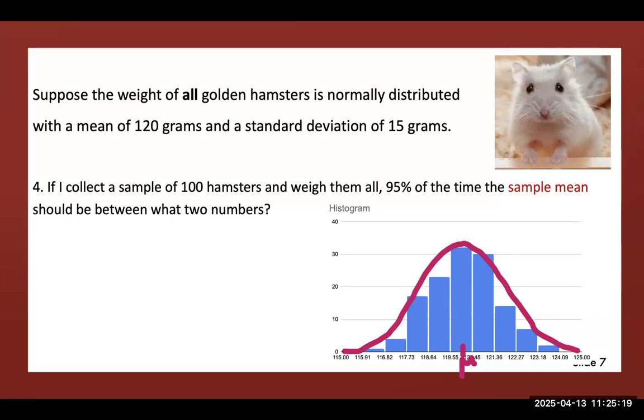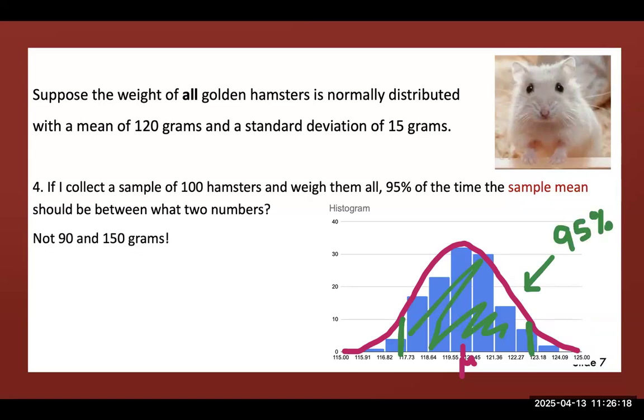When we talked about just sampling one hamster, we said that 95% of the time, the hamster will weigh between 90 and 150 grams. Let's look at this distribution and eyeball what 95% of the graph looks like. I would say something like this. That looks about like 95%. And let's check out the numbers, the bounds that I have created. The left bound, 117, and the right bound, about 123.